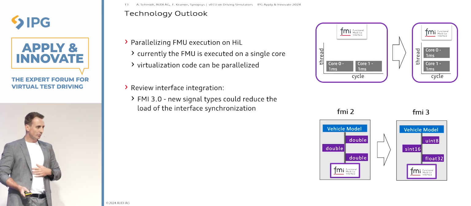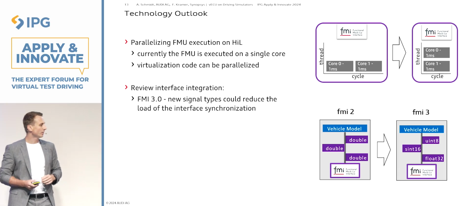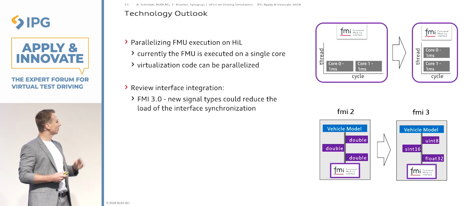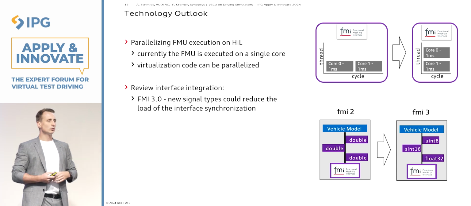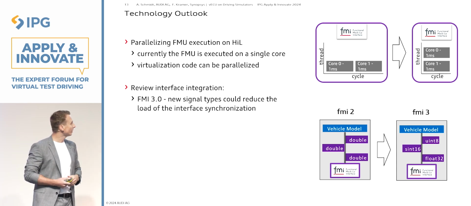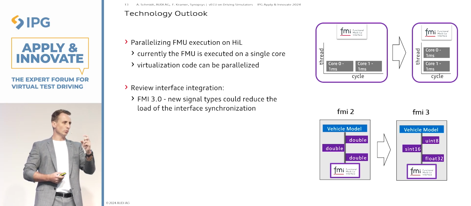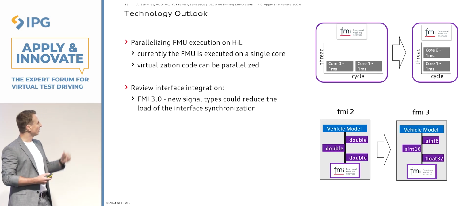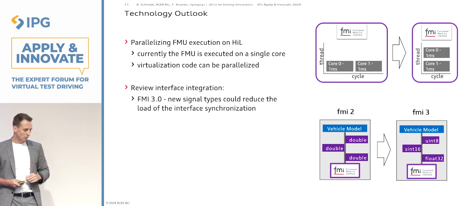We need to review the interface integration. Right now, we are based on FMI 2.0. It's mostly based on doubles. As a review, a double has 8 bytes, and if we were to move that to more exact interface types, for example a single byte interface, you save 8 bytes per signal, and you can reduce the load of the interface. So this is a technology outlook that we would need to look into.